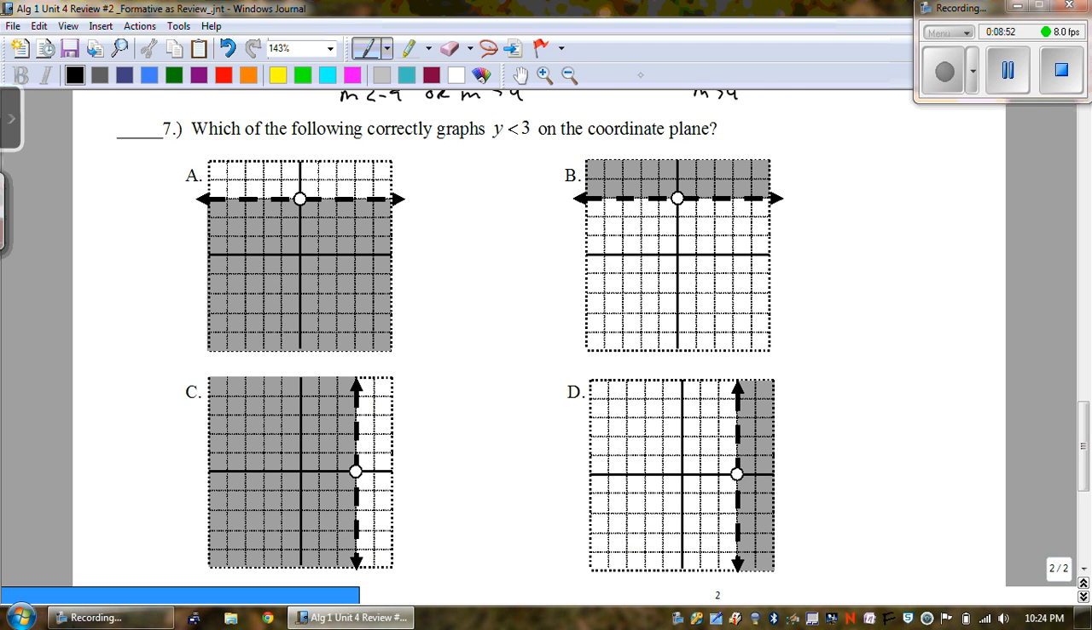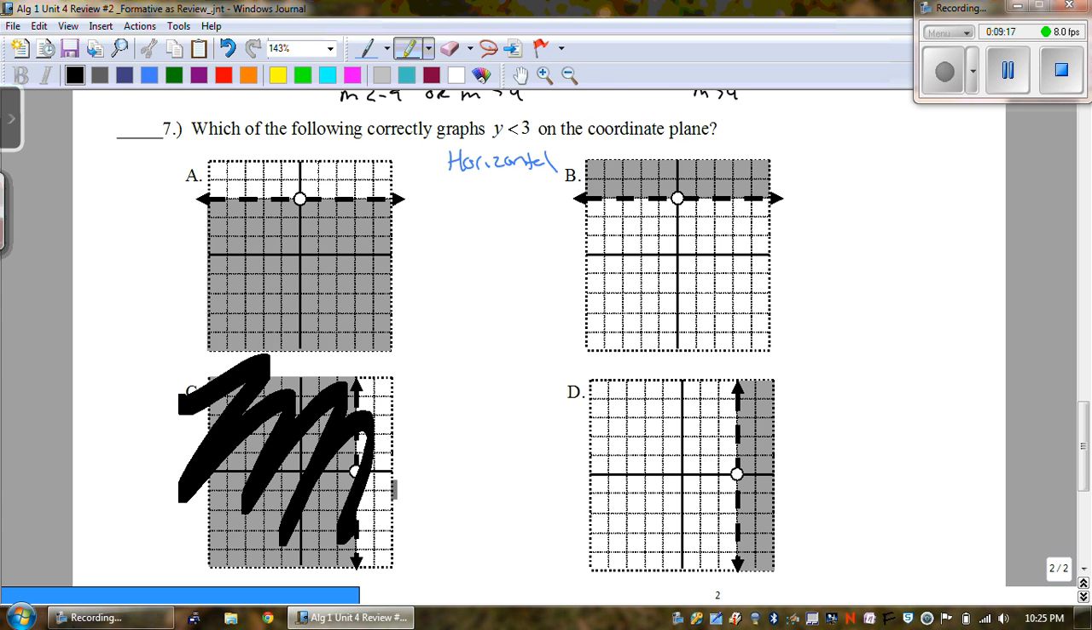All right, number 7. Which of the following graphs y is less than 3 on the coordinate plane? Good question. So, what do we know about y graphs? If it's just a y, you should know that it is a horizontal line. So which two are not horizontal lines? C and D.